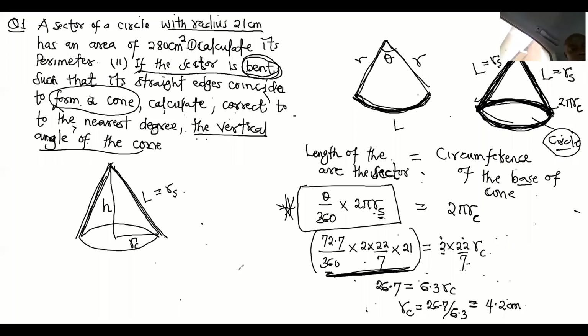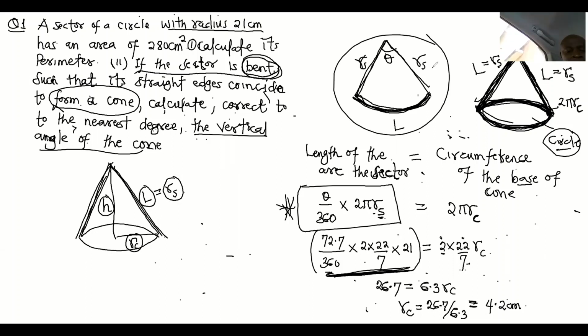Okay. Look at the board. This is called the radius of the cone. This is called the vertical height of the cone. This is the slant height of the cone. For this question, the slant height is the same as the radius of the sector. Now this is the angle, the vertical angle.